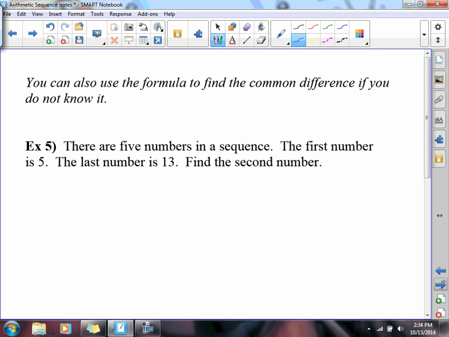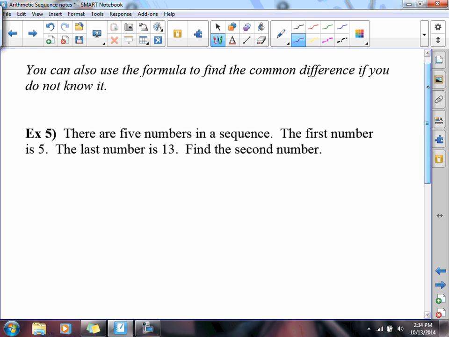And you can also use this formula to find the common difference if you don't know it. So this is kind of a cool application of these types of problems. So there are 5 numbers in a sequence. The first number is 5, the last number is 13. Find the second number.